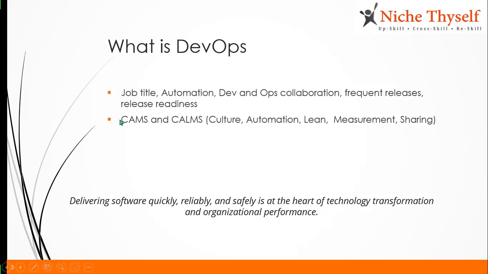DevOps goes with this term CALMS, with L. So it is about culture, mindset. It's about automation. It's about lean, that is, do only things which are needed. Remove waste. Certain activities which are not adding any value, remove them from your processes. Measurement, because if you want to improve continuously, you should know where you stand. And then sharing, collaboration. We will be going into much more depth into these concepts next week when we start with our first session.